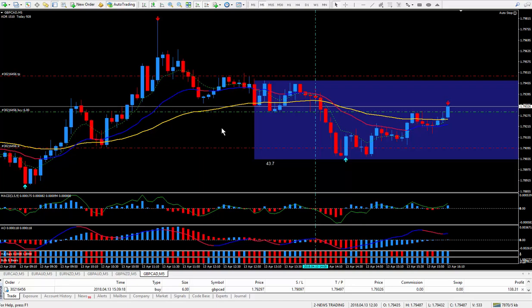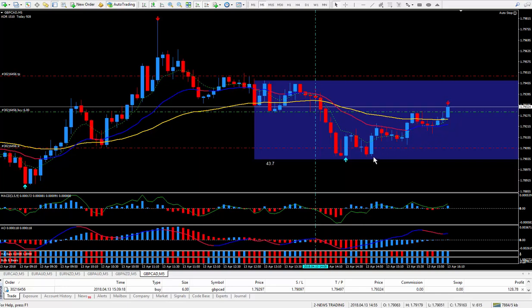It's Friday, April the 13th. Hopefully it's going to be a good lucky day for me. Anyhow, this time I bought the pound CAD. Down at the bottom you can see here 6 lots.